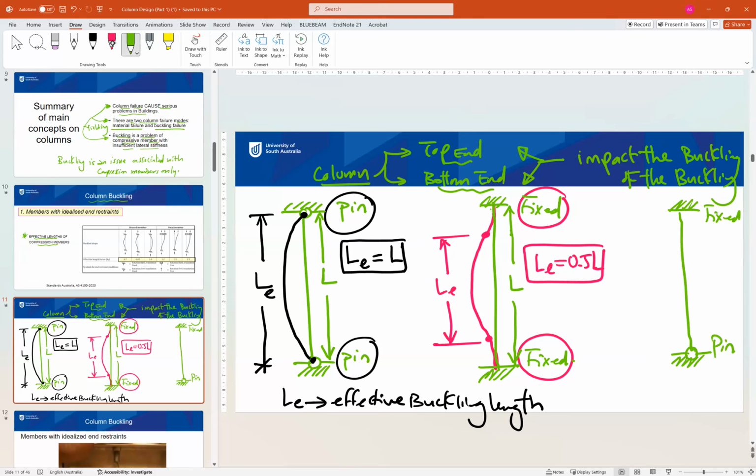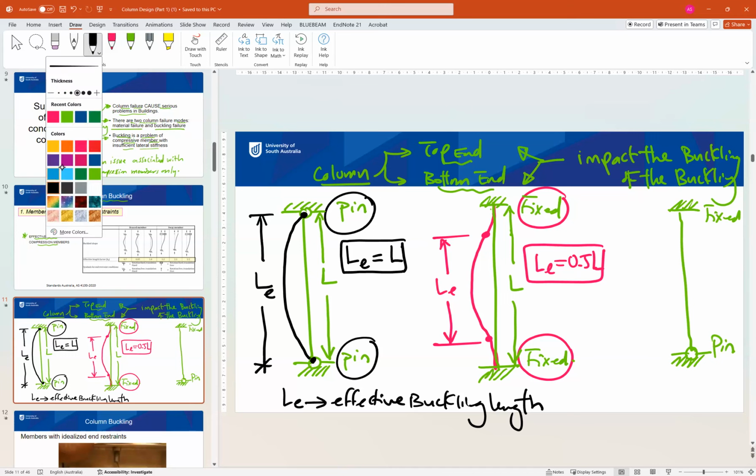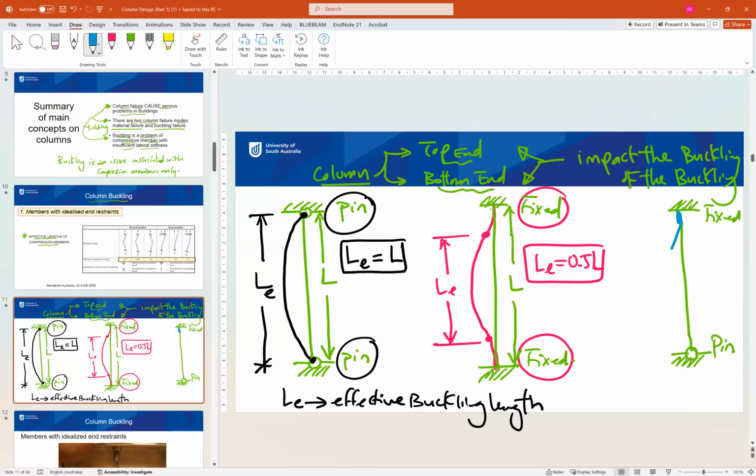In this case, the column will start buckling a little bit later, not at the point of support. Here it will start from the bottom point directly. So now here is our L effective. If this is our L, L effective is a little bit less than L, and it is more than half L. So it is something between this value and this value. So they take the average, and L effective in this case equals 0.7 of L.